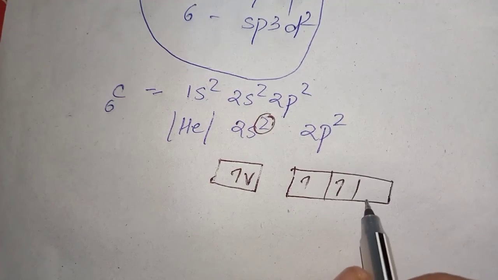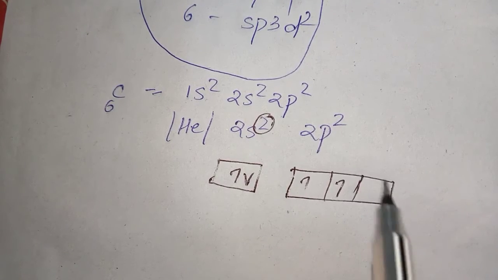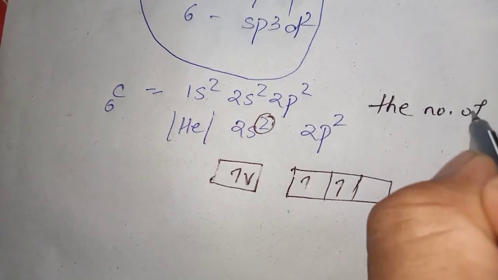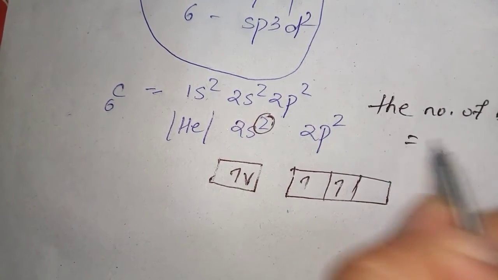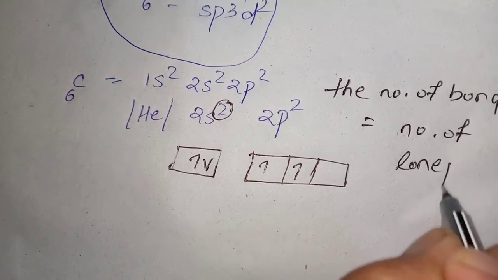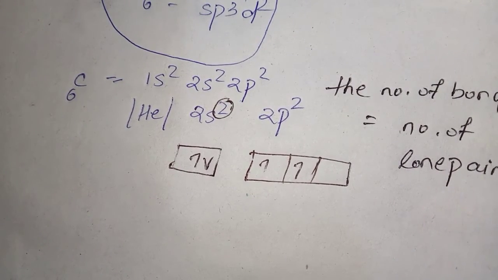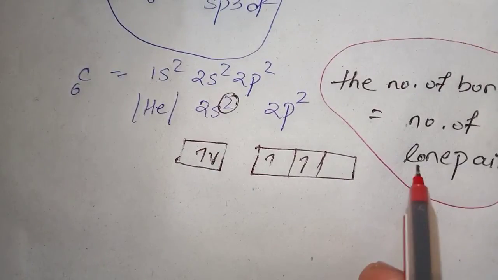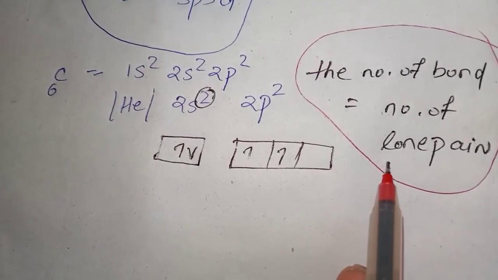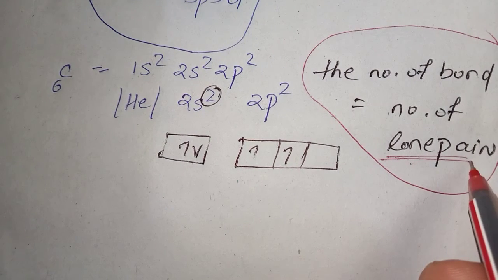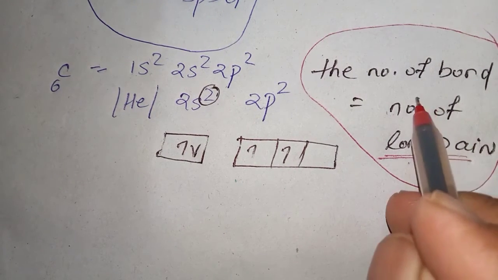In this case, here we have to remember one thing: the number of bonds is equal to the number of lone pairs. This is important to find the hybridization. Whenever we have to find the hybridization, first of all we have to create the number of lone pairs equal to the number of bonds to be formed.